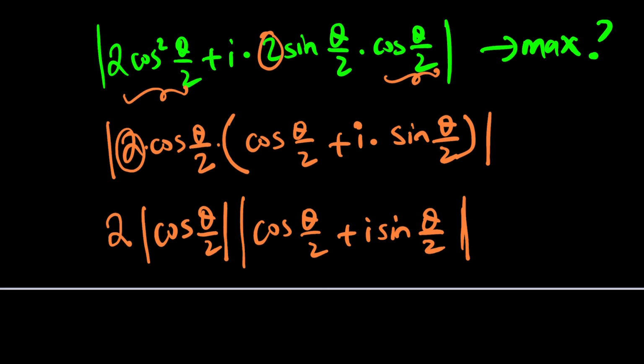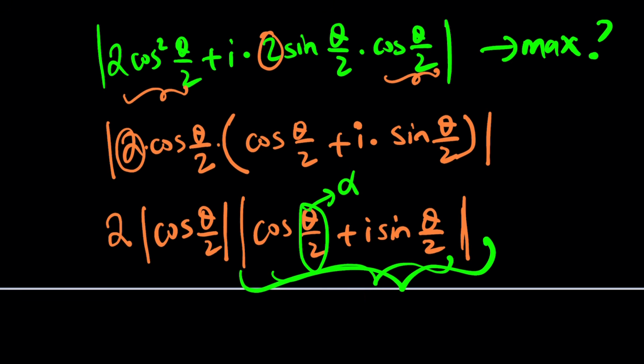Great. Now, take a look at this. This is 2. What about this one? We just talked about it. Remember, cosine theta plus i sine theta is a complex number whose absolute value equals 1. And guess what? If you replace this with alpha, this becomes cosine alpha plus i sine alpha. Again, the absolute value is going to be 1.